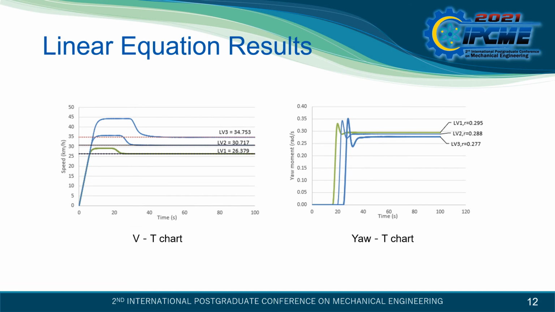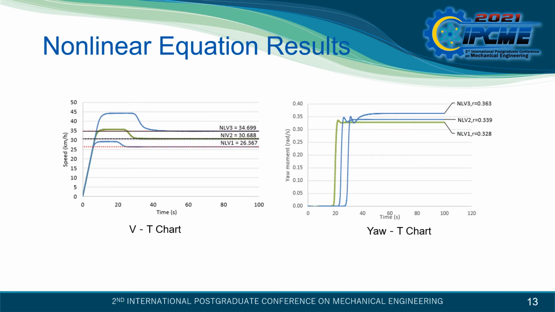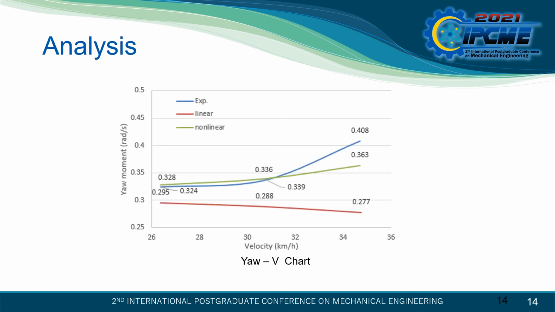The next is the linear equation result. The left is the Vt chart, which is speed against time. The right side is the yaw t chart, which is the yaw moment against time. The next is the nonlinear equation result. It's similar to the linear one. And after that, we can compare them.